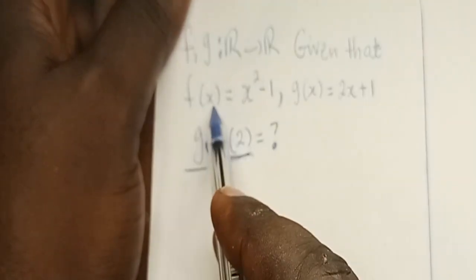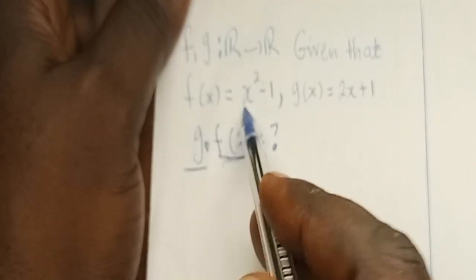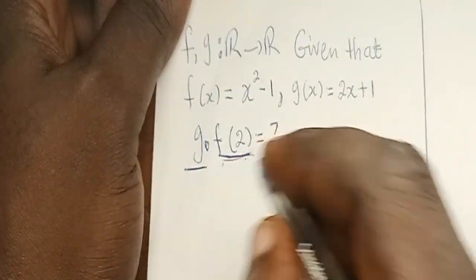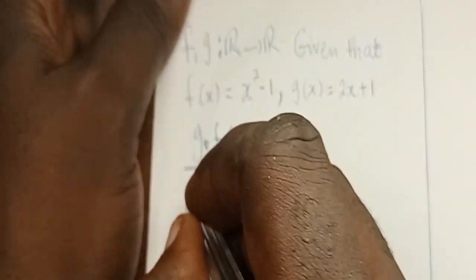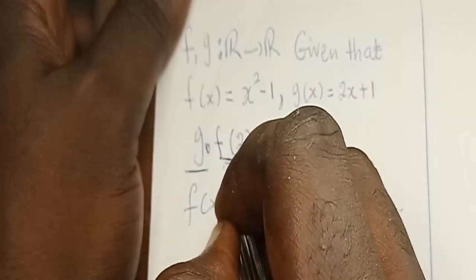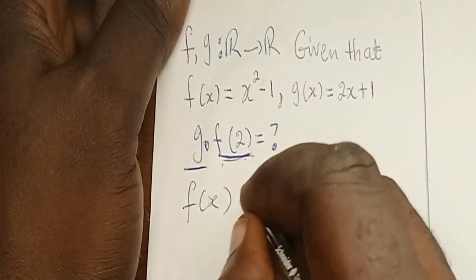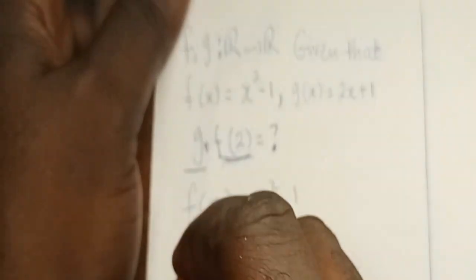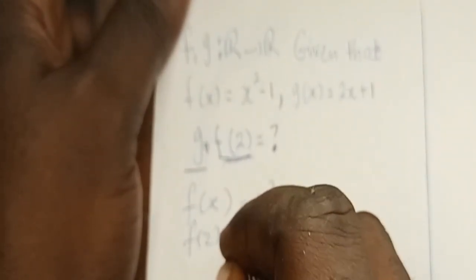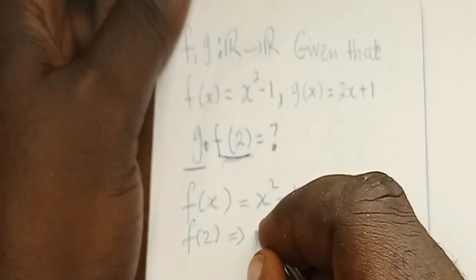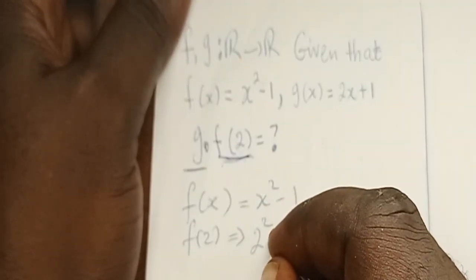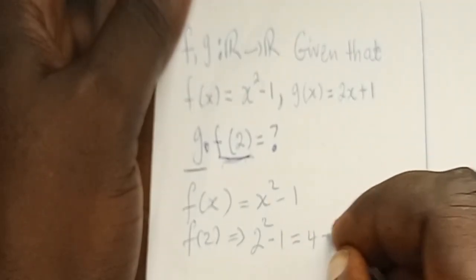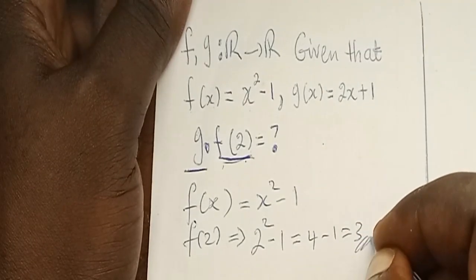Since this is f of x, we are going to input 2 in this expression. In other words, we are going to say that f of x is equal to x squared minus 1. Now f of 2 will therefore be 2 squared minus 1, which is equal to 4 minus 1, which is equal to 3.